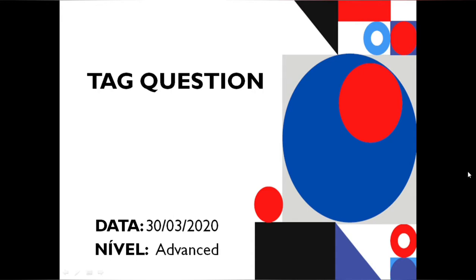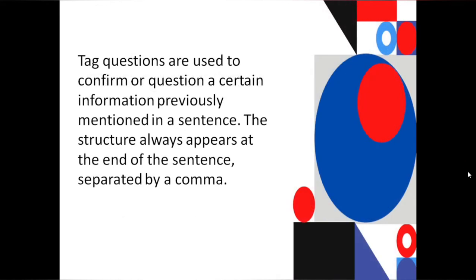And today we're learning about tag questions. Oh my god, teacher, what the hell is it? Why do I use tag questions? That's what we're going to see now. So tag questions are used to confirm or question a certain information previously mentioned in a sentence. The structure always appears at the end of the sentence, separated by a comma. What is a tag question?